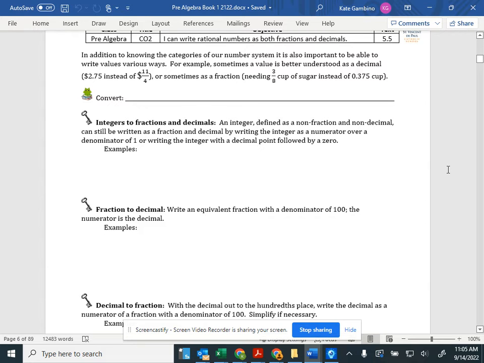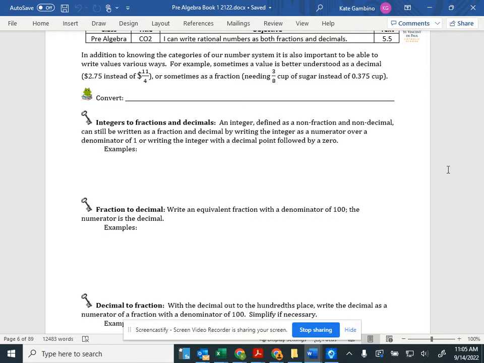Good morning. Today we are continuing with our objectives with CO2, course objective number 2. I can write rational numbers as both fractions and decimals. So we're going to be going back and forth between a fraction and a decimal, having the same value. It equals the same amount, but we're going to write it as a fraction or as a decimal.